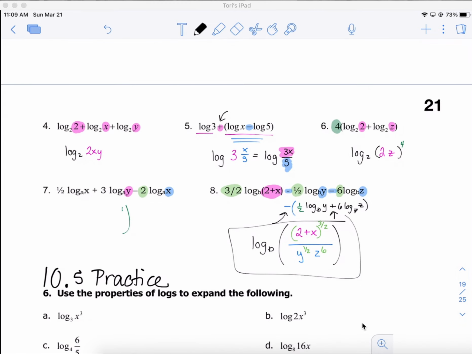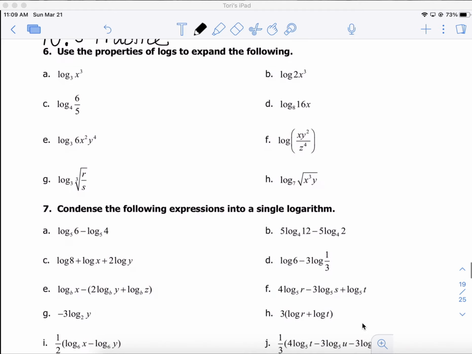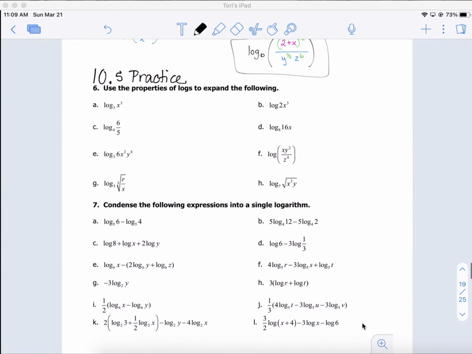Okay? All right, if you need to pause the screen, copy anything else, that is the end of our notes for 10.5. Your assignment is to complete the rest of this page. So sections 6 and 7. 6 is going to be expanding, 7 is going to be condensing it back together.